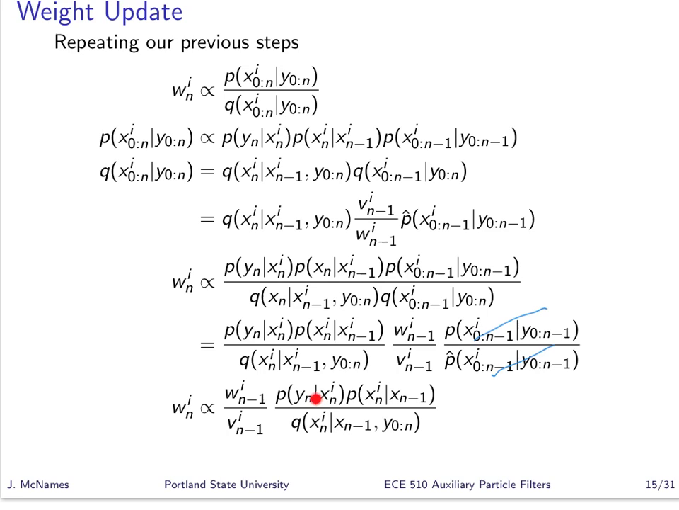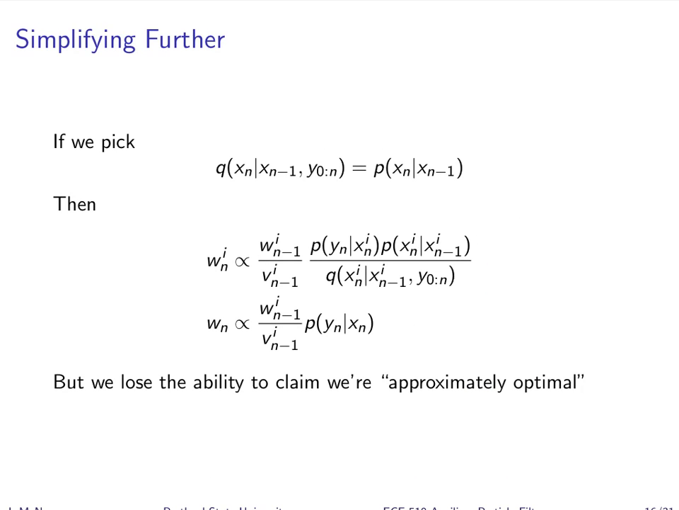So we have the very familiar likelihood, the prior, our importance density for advancing from time n-1 to n, and then we've got the ratio of the particle weight at the previous time step divided by the parent weight. And that's how we can update those weights. I'll get to a simple algorithm. All this math, of course, ends up being really, really simple at the end of the day.